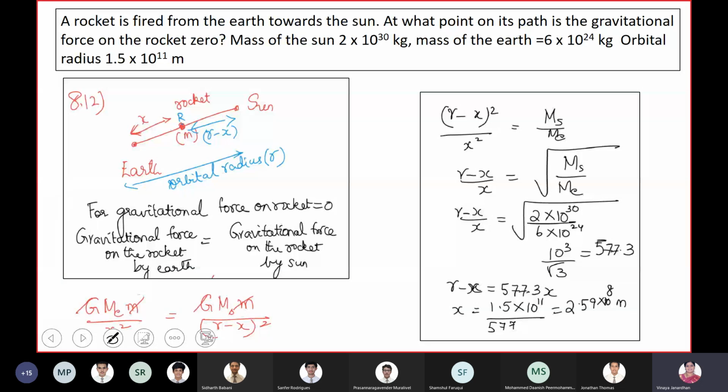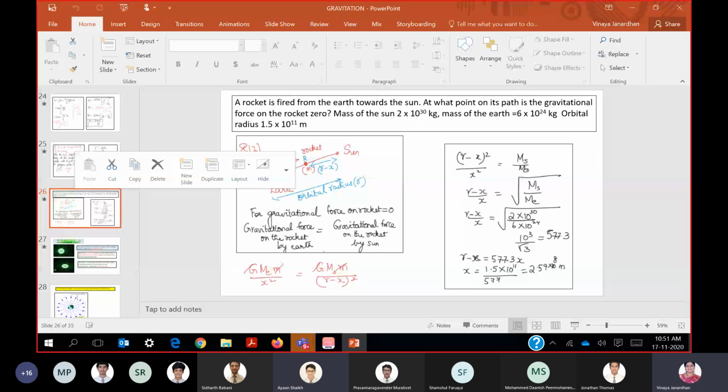Have you completed this? Or do you need to complete? Was textbook numerical 8.12. Have you completed? Okay. Okay, fine. One second. I'll put an empty slide.